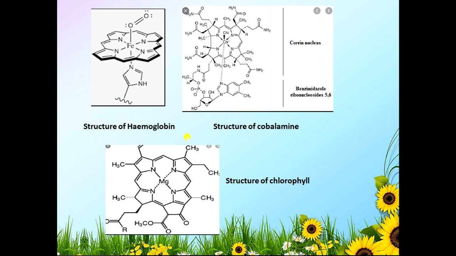Next, this is the structure of chlorophyll. In chlorophyll, magnesium is attached to 4 nitrogen groups. The formula for the compound is C55H72MgN4O5. The main function of chlorophyll is that it absorbs energy from sunlight, so it is responsible for photosynthesis.